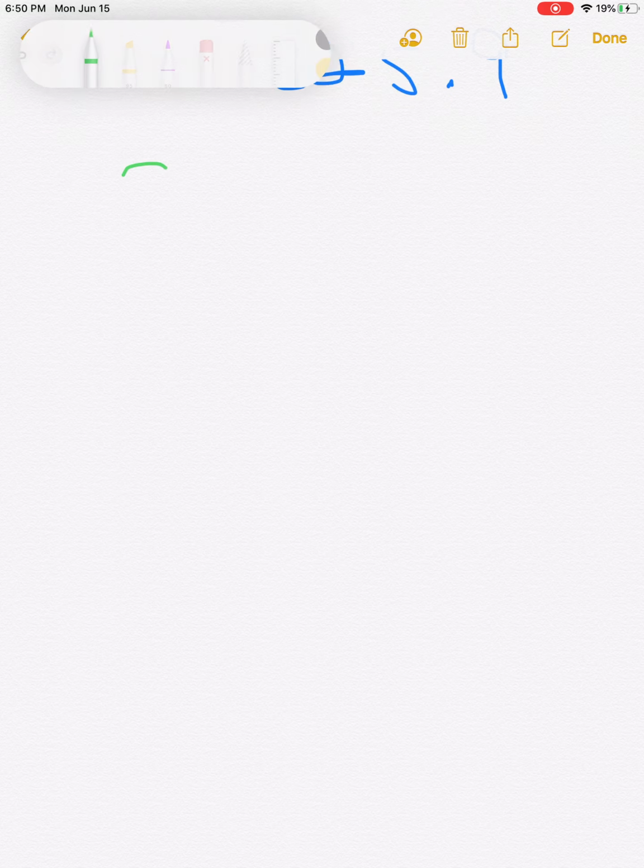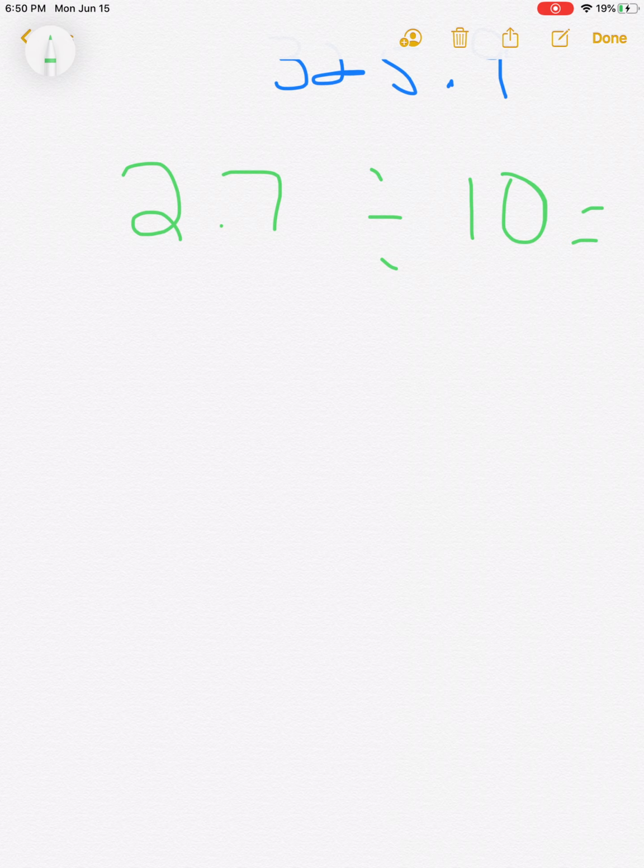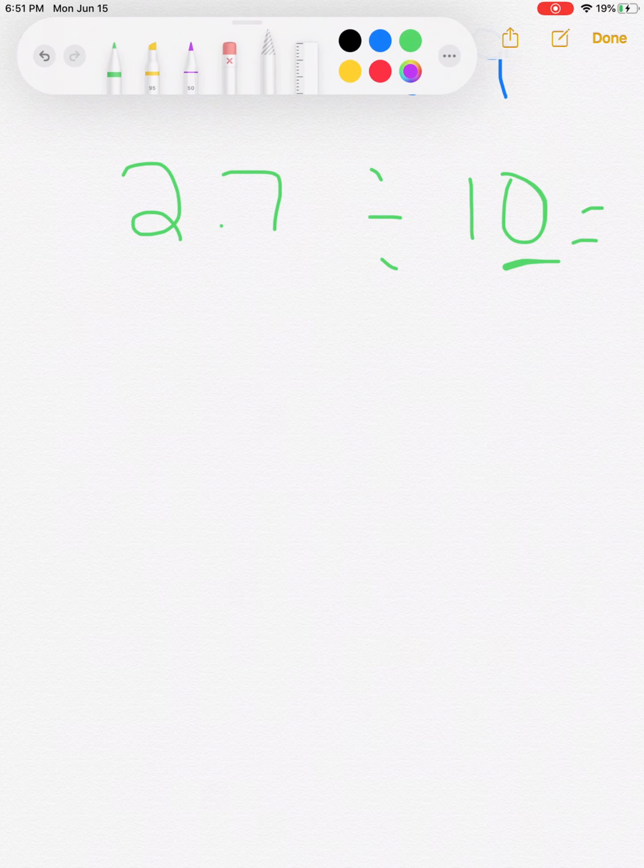So let's grab another pen here. All right, when we're dividing decimals, it's the exact opposite. I'm going to take the same 2.7 that we worked with before, and I want to divide that by 10, okay? Same strategy in the beginning. You count how many zeros are in your base 10. Here, there's 1 zero in our base 10 number, so that means I move the decimal 1 space.